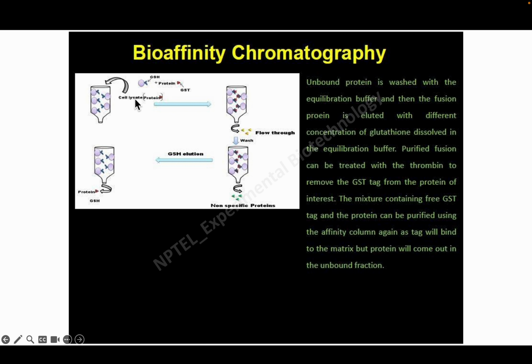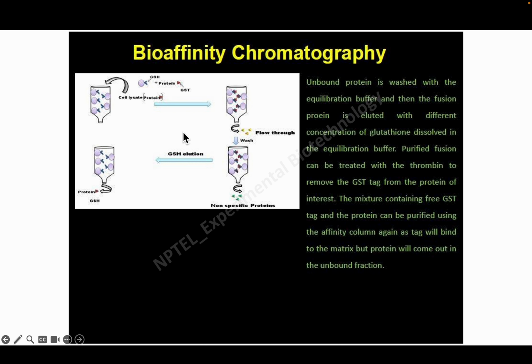So you have the cell lysate, and you are adding protein with a GST tag, while in the column you have GSH on the beads. What is happening is that you add your protein, and in the flow through you get all the proteins which have not bound. In the wash, you remove non-specific proteins, and then you elute the protein from the beads.